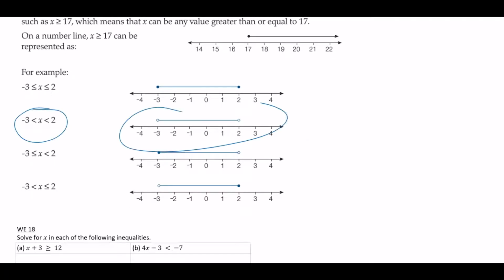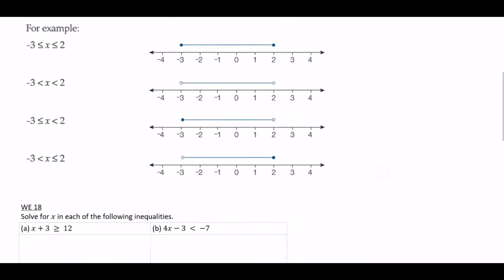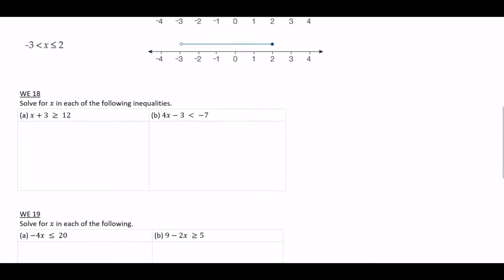So this is the graphical representation, and this is the equation representation. So let's try the first worked example there. There can obviously be combinations of less than or equal to and just less than. So here, x can be negative 3, but it can't be 2, but it can be anything between them. And on the example below, x can't be negative 3, but it can be 2, and obviously still anything between them. So now we're going to solve.